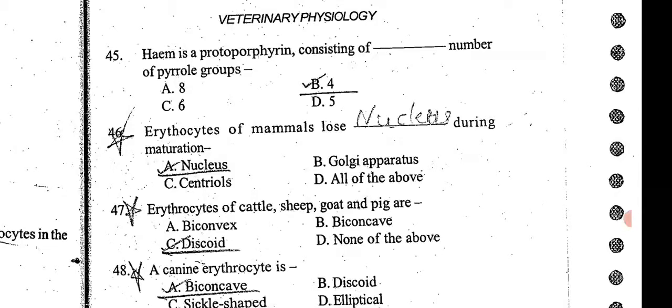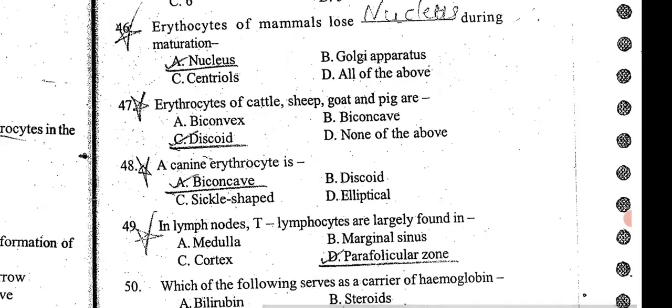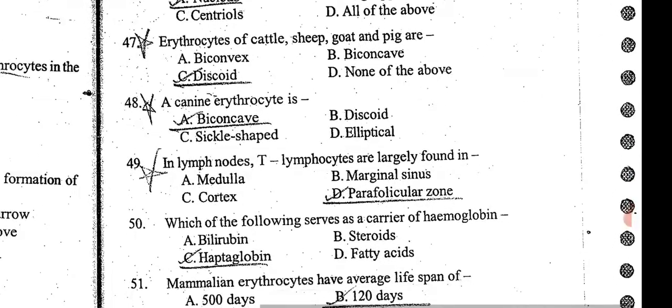Erythrocytes of cattle, sheep, goat and pig are discoid. Disc shape is the shape of erythrocytes of cattle, sheep, goat and pig, and it is not the shape of camel. Camel are, I think, biconvex. Discoid is the shape of erythrocytes of ruminants. In summary, canine erythrocyte is biconcave, same as that of humans, but the shape of red blood cells of ruminants is different from that of canines and humans, as the ruminant red blood cell shape is discoidal and that of canine is biconcave.